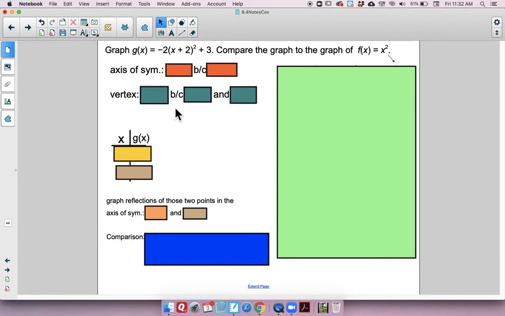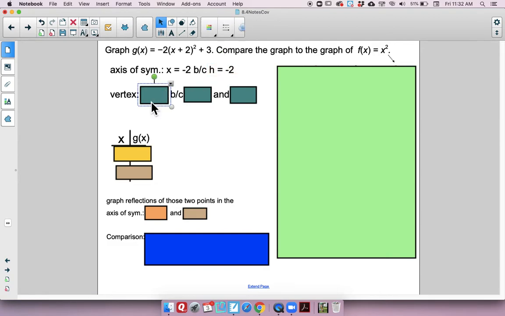Okay, so we're going to graph g of x equals -2 times quantity x plus 2, quantity squared, plus 3. Compare that to our parent function. Okay, so what's h in this case? That's the first thing to recognize. Good, it's -2. And what's k? It's 3. So what's our axis of symmetry going to be if our vertex is h comma k? Well, it would be whatever h is. And h in this case, we said, is -2. So x equals -2 because h is equal to -2.